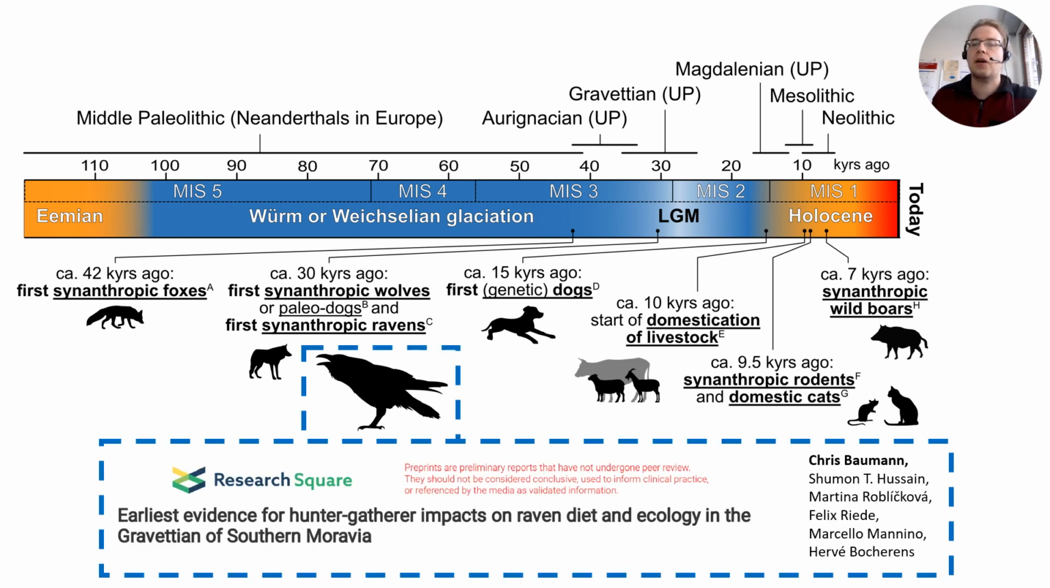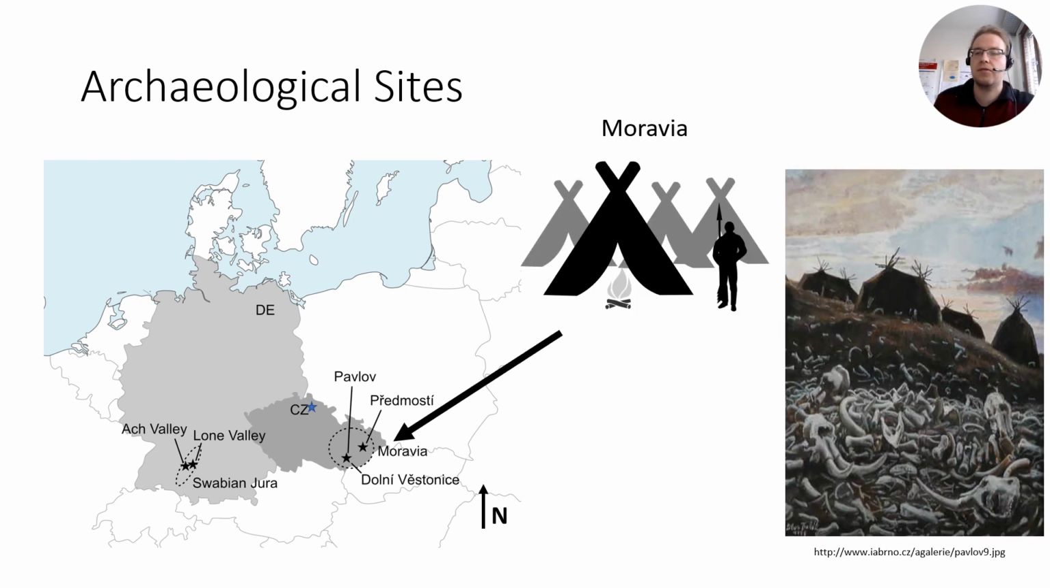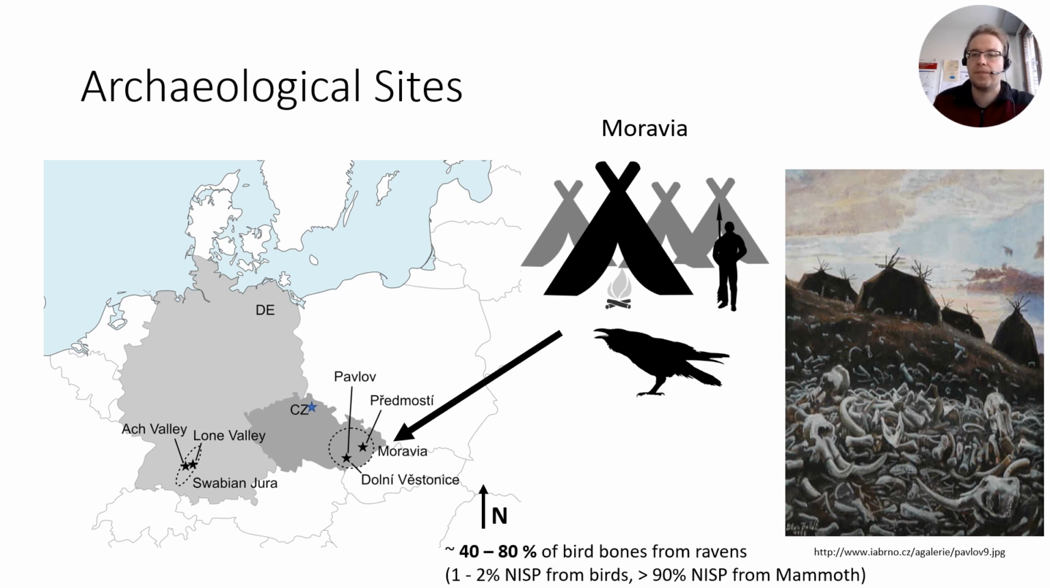Today I will talk about our study of Gravettian ravens from Moravia, which already showed adaptations to humans 30,000 years ago. Moravia is located in the east of the Czech Republic. Here we studied ravens from the archaeological sites of Pavlov, Predmošti and Dolní Věstonice. In these sites, tons of mammoth bones were found, which formed the main prey of the Gravettian people. Raven bones made up the majority of bird remains, although the bird bones were small compared to the mammoth remains.